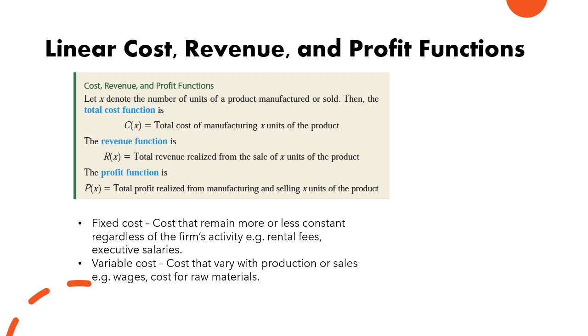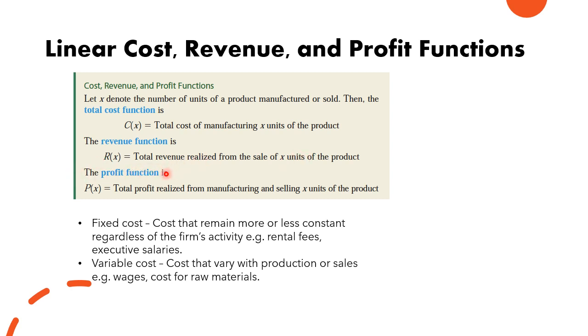and profit function. The cost function is usually denoted by total cost function, with the symbol C, and defined as the total cost of manufacturing X units of the product. And the revenue function is usually symbolized by R, the total revenue realized from sale of X units of the product.